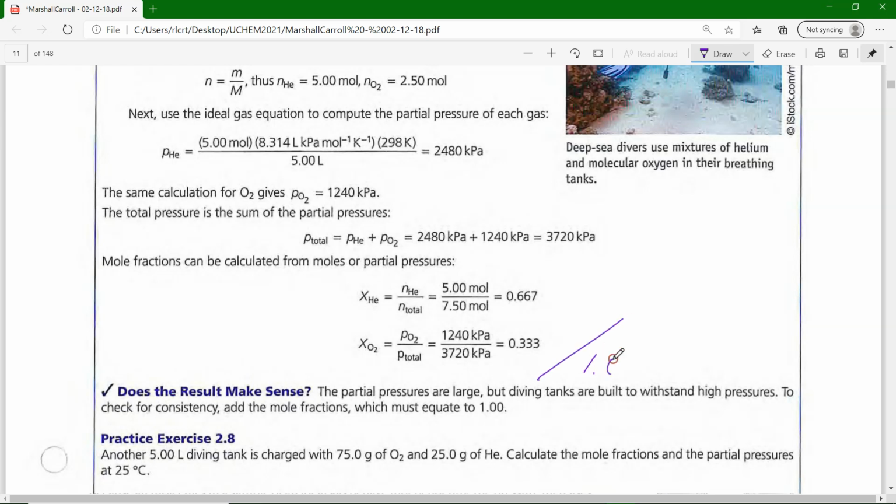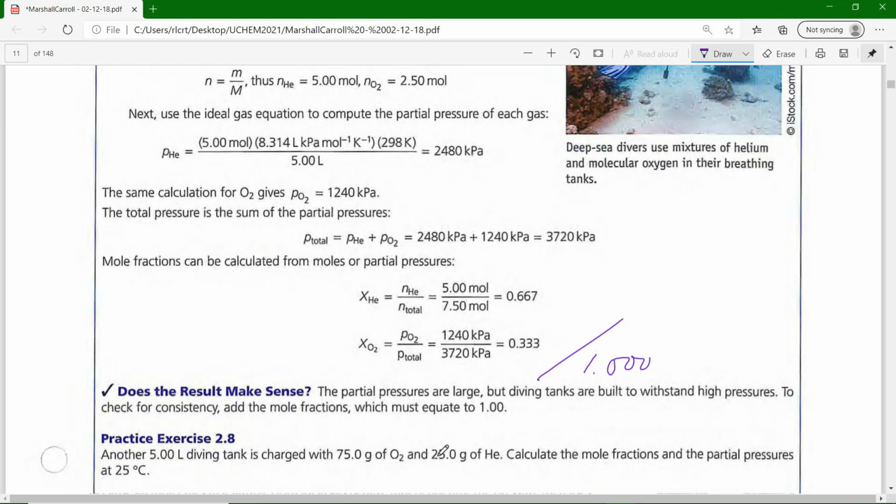And you see that if I add them together, the mole fractions must equal 1. So that's a good way to check that you did your due diligence. You did your work correctly, that the mole fractions have to add together to give you 1. Does the result make sense? The partial pressures are large, but diving tanks are built to withstand high pressures. To check for consistency, add the mole fractions, which must equal 1.